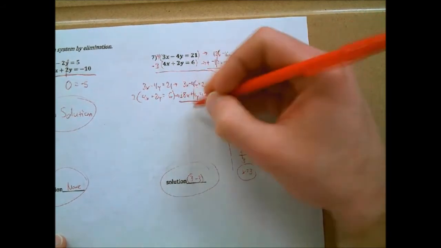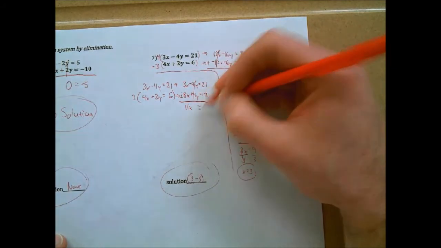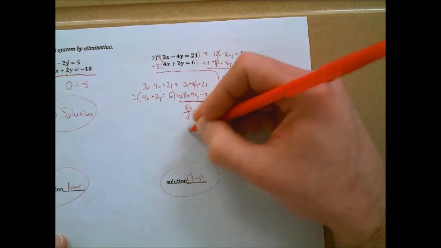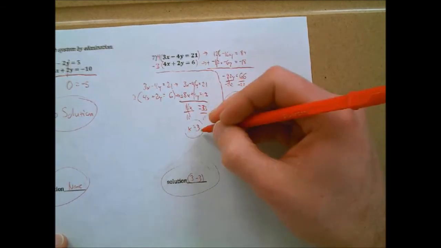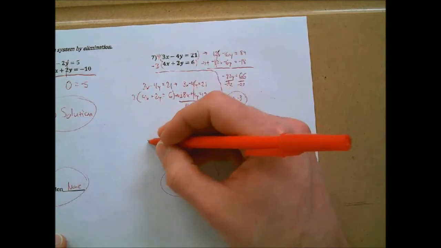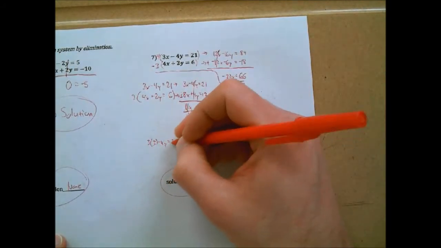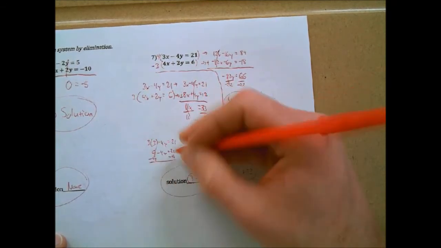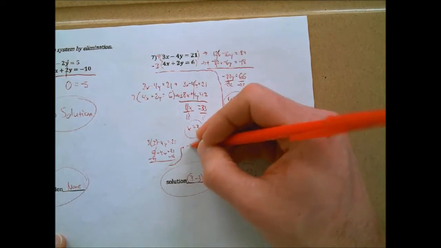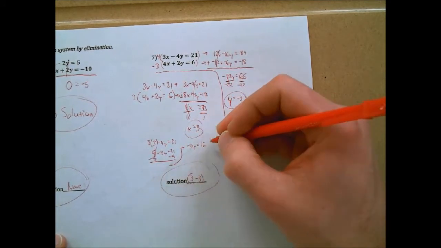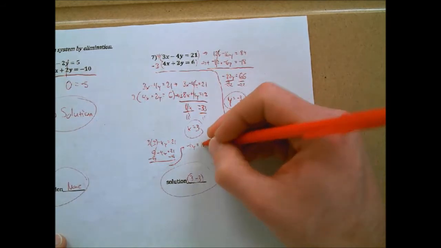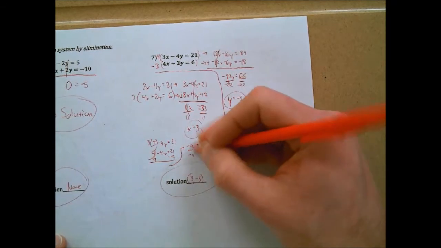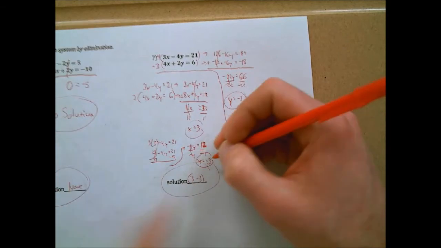The 4's will cancel. 3 and 8 make 11x. 21 and 12 make 33. Divide both sides by 11. You get x equals 3. And then, of course, you can plug that 3 into one of these two equations here. I'll just pick the top one. 3 times 3 is 9. Subtract 9 on both sides. I'm going to run out of space, so I'll go up here. Negative 4y equals 12. Sorry, math. 21 minus 9 is 12. Divide both sides by negative 4. And lo and behold, you get y equals negative 3, the exact same answer we got here, doing it a different way.